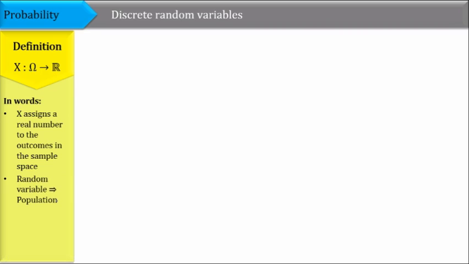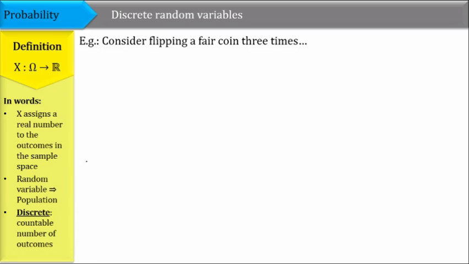Now, a random variable also refers to a population. So when we talk about a random variable, it will not be a sample. And then lastly, I will be looking at discrete random variables, which means that the number of outcomes that we work with will be countable. Doesn't matter if there are infinitely many outcomes, we are still able to count them. Now let's look at an example.